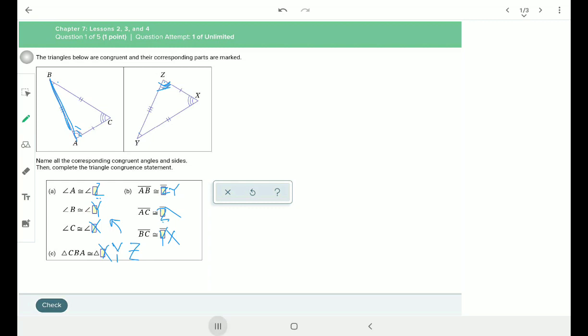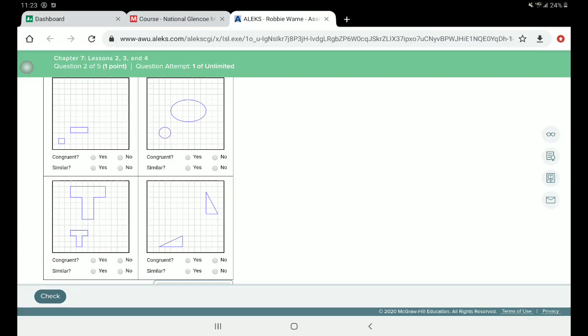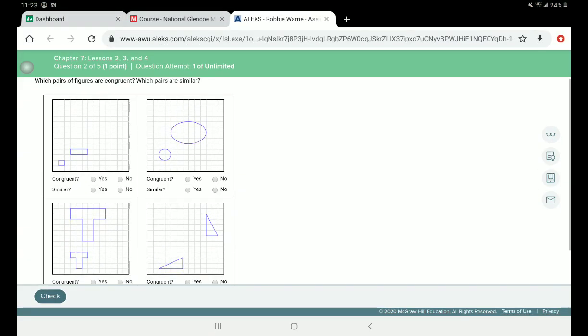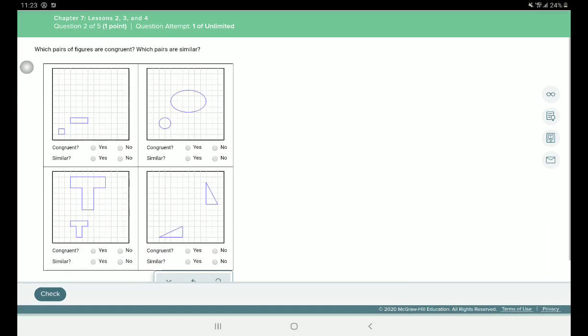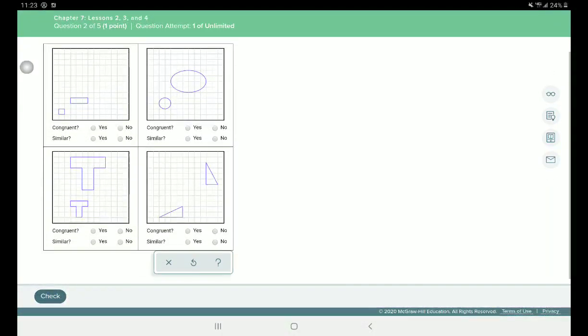With question 2 and 3, I'm actually going to go to the Aleks website. You're figuring out if they're congruent or similar. Now listen, if they are congruent, they are also similar. Congruence means same size and same shape. Similar means same shape, but not necessarily the same size.